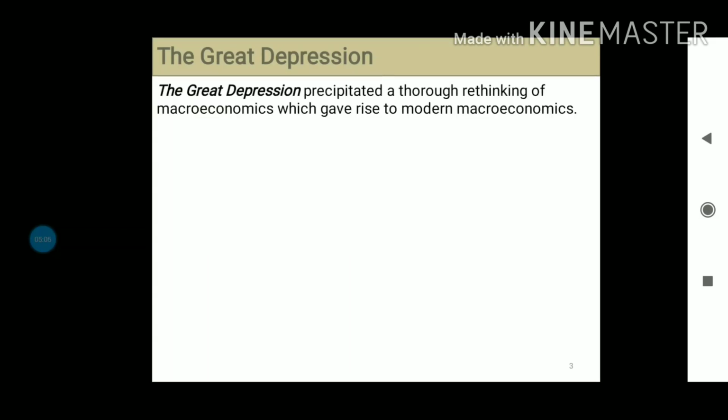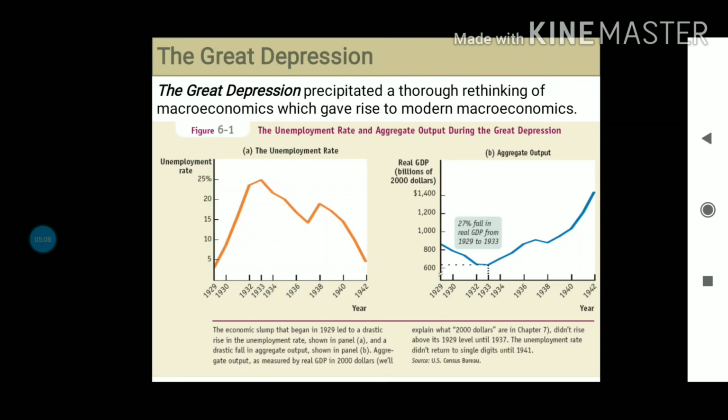Now we will talk about the Great Depression, the principal cause of making macroeconomics a separate branch from economic theory. The Great Depression began in 1929, and its major consequences lasted till 1934.